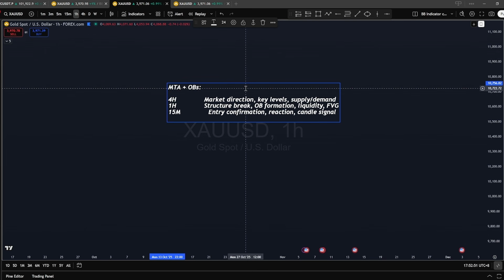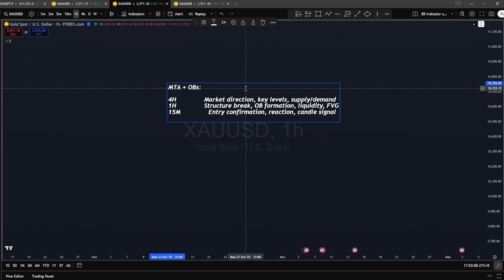What kind of liquidity? You've got your equal highs, your fair value gaps, like we mentioned earlier on. You want to be more advanced? Asian high, Asian low. London high, London low. New York high, New York low. These are all points of liquidity that you can mark out on the 1 hour time frame.